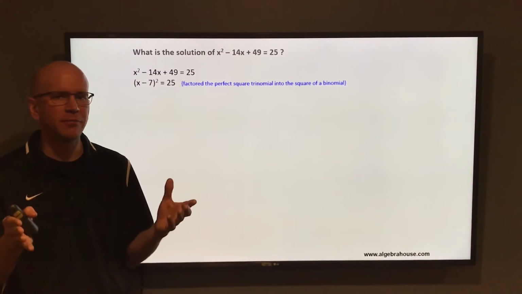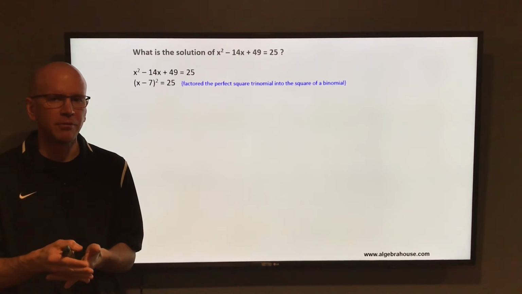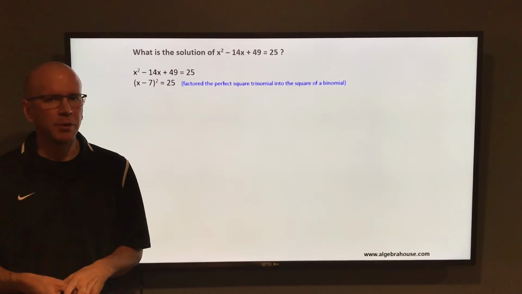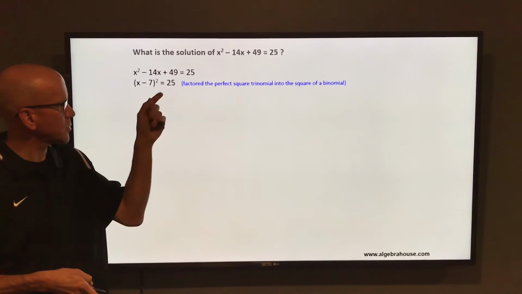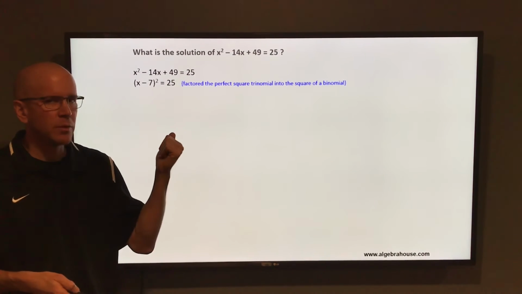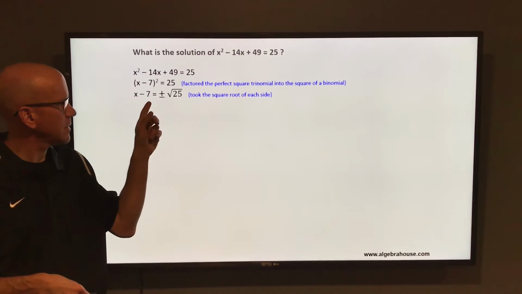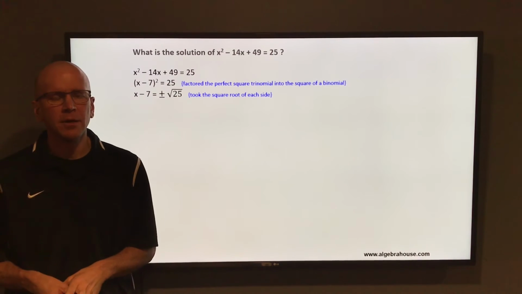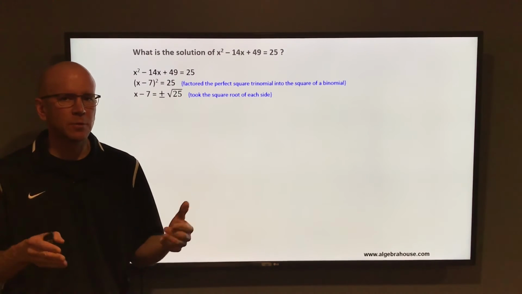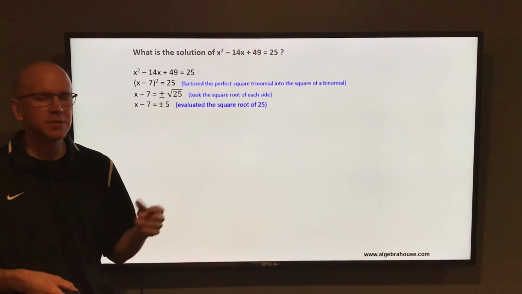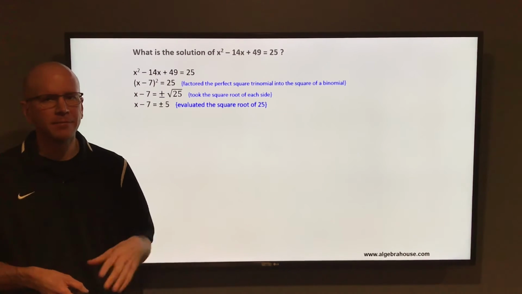So it doesn't matter how you factor it, whether you think of factoring a perfect square trinomial or factoring it the old way, you're still going to end up with x minus 7 squared. That equals 25. Now take the square root of each side. So the square root of x minus 7 squared would be x minus 7. And on the right, the square root of 25 would be the positive or the negative square root of 25. Well, square root of 25 is 5. So you have x minus 7 equals positive or negative 5.